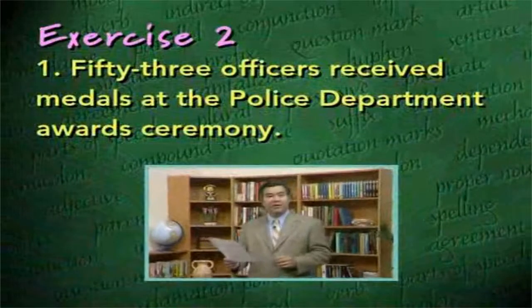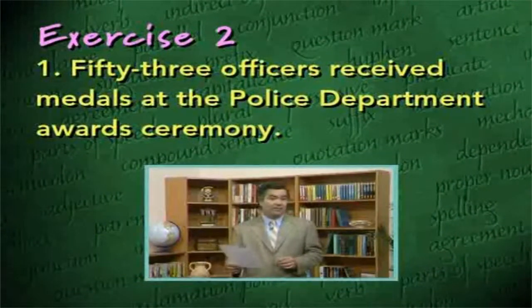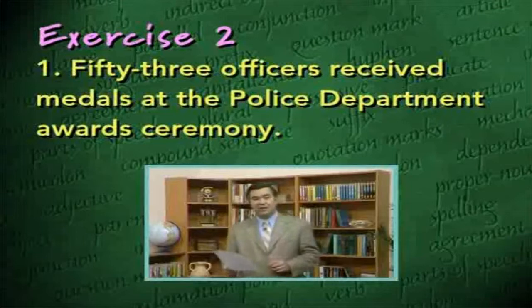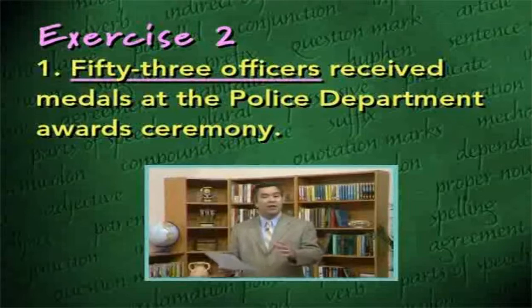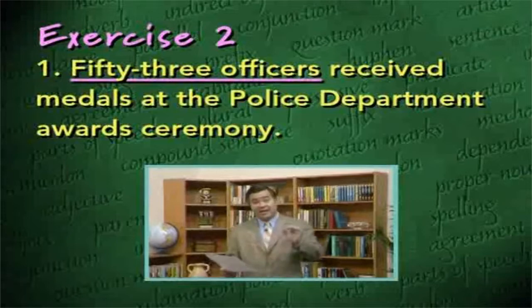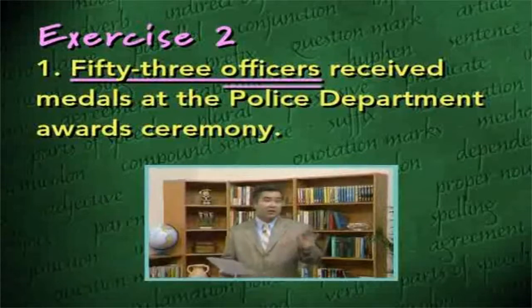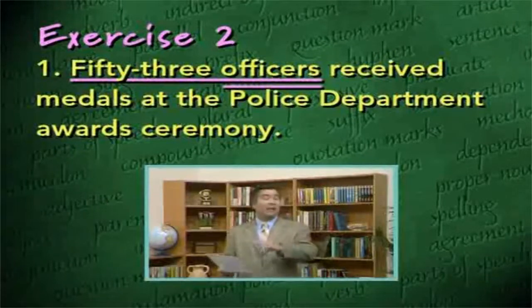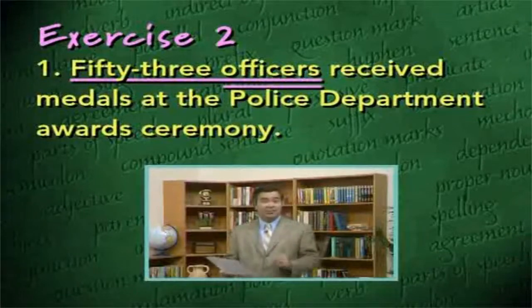First, 53 officers received medals at the police department awards ceremony. What's the subject of this sentence? Who or what is the sentence about? It's the first two words, 53 officers. That is who this sentence is about. And the simple subject, the most important word here, is officers. The other word, 53, gives us more information about the officers. Specifically, it tells us how many officers there were. So 53 officers is the subject, and officers is the simple subject.